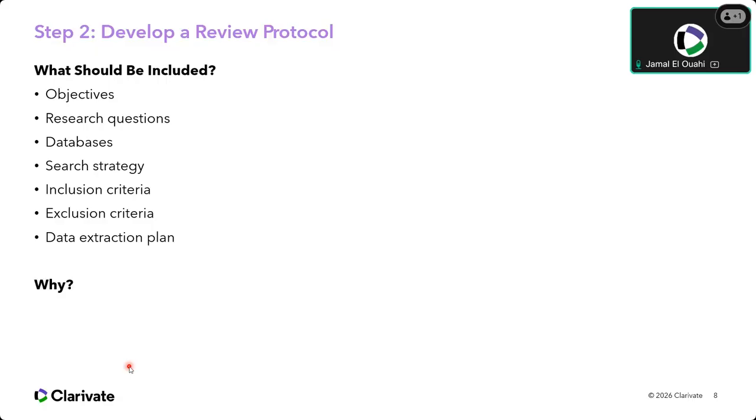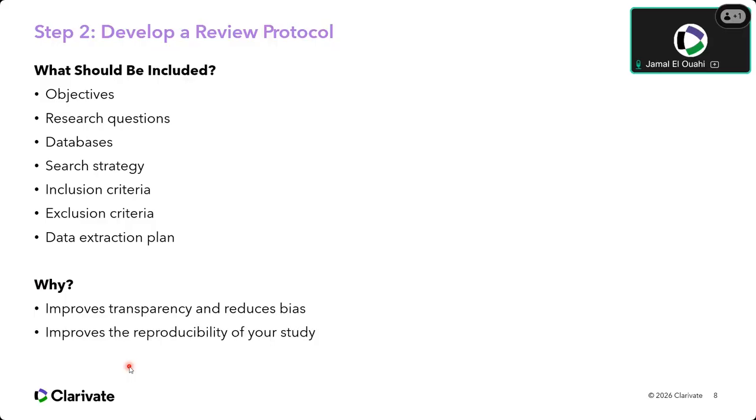Why are we doing that? Creating a protocol before collecting the data reduces bias and improves transparency. And also it helps in terms of reproducibility. And you'll see that many journals now encourage or require protocols, right? So when you submit your literature review, you also need to submit the review protocol so that it helps in terms of transparency.